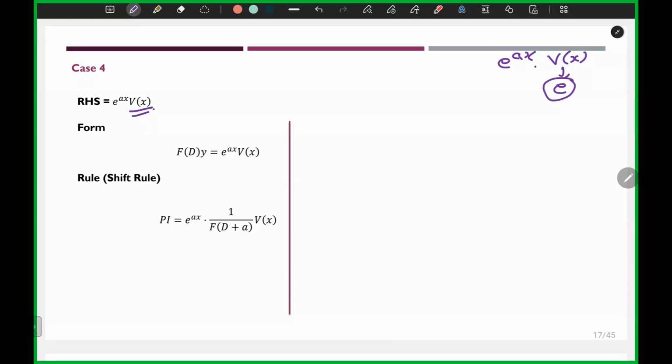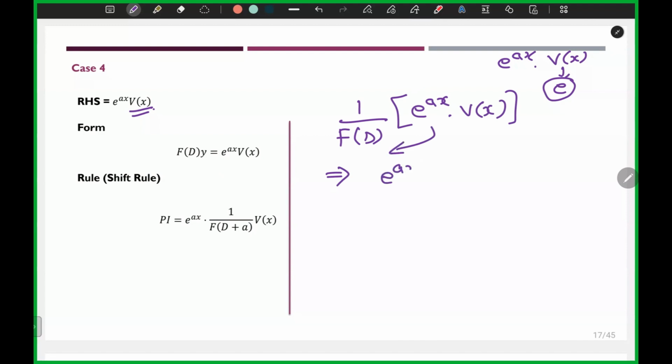Now how we do it, it has the shifting rule. What you do, e to the power ax into some V(x), if you are finding the particular integral part, just take out e to the power ax, and replace the operator D by D plus a, acting on V(x). This is the case that we have already discussed. You have to replace D by D plus a.